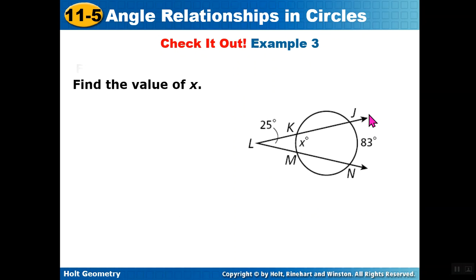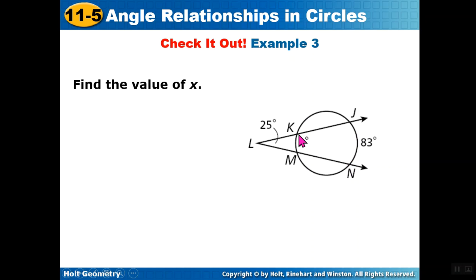Okay, now check it out. Example 3. Find the value of x again here. Okay, here it is now an indirect question. Now we know the angle measure here, the exterior angle, we know the exterior angle, and we know the big arc, this one.